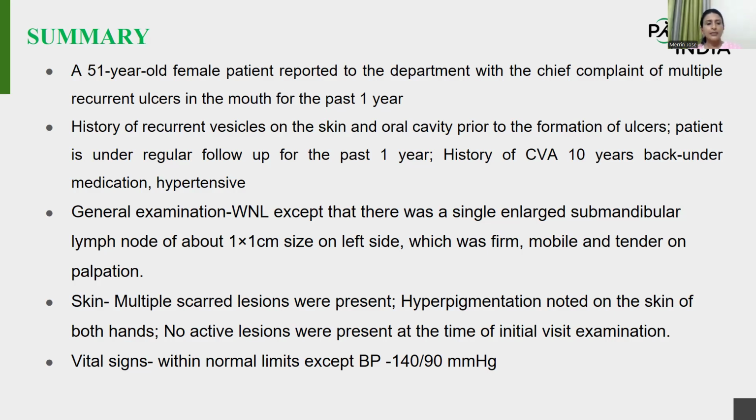On the skin, multiple scarred lesions were present. Hyperpigmentation was noted on the skin of both hands. There were no active lesions present at the time of the initial visit examination. Vital signs were all within normal limits, except for the increased BP of about 140/90 millimeters of mercury.